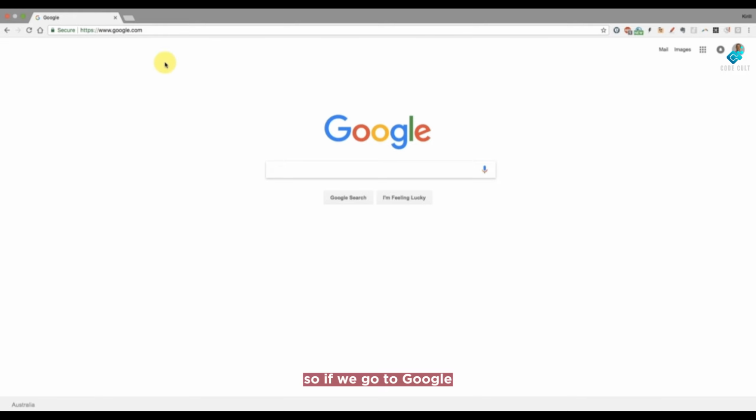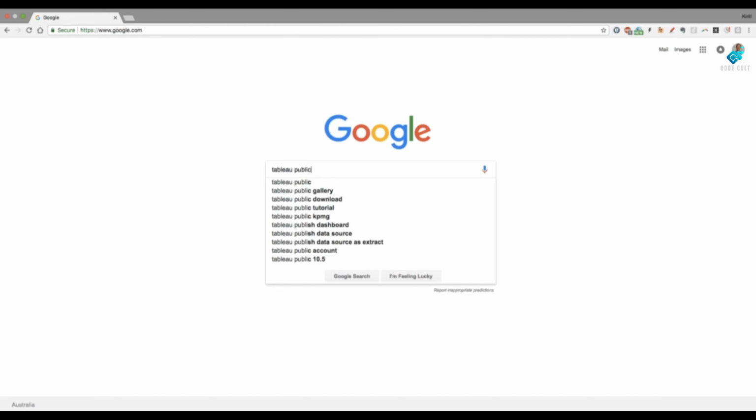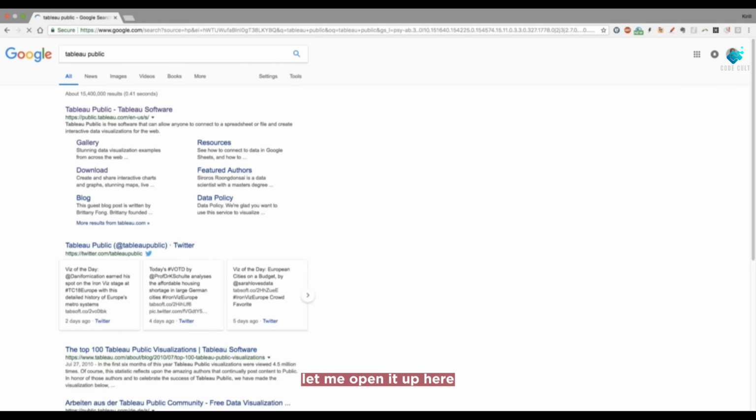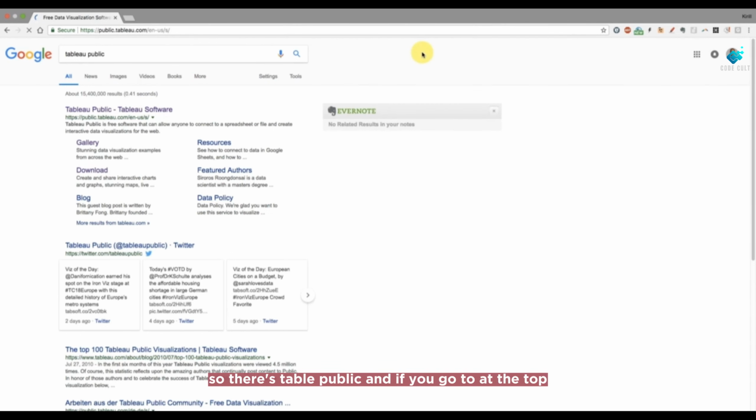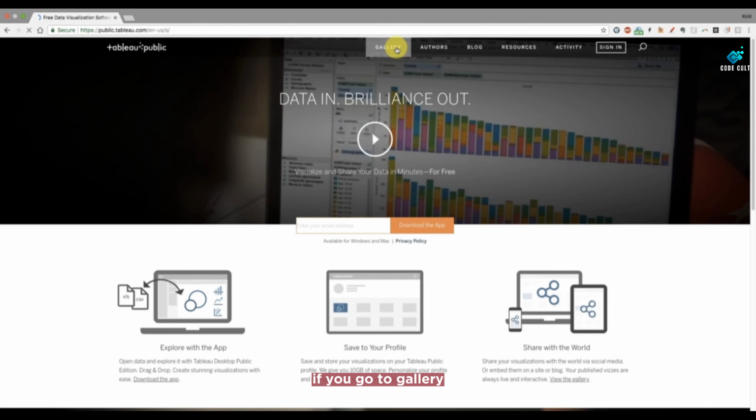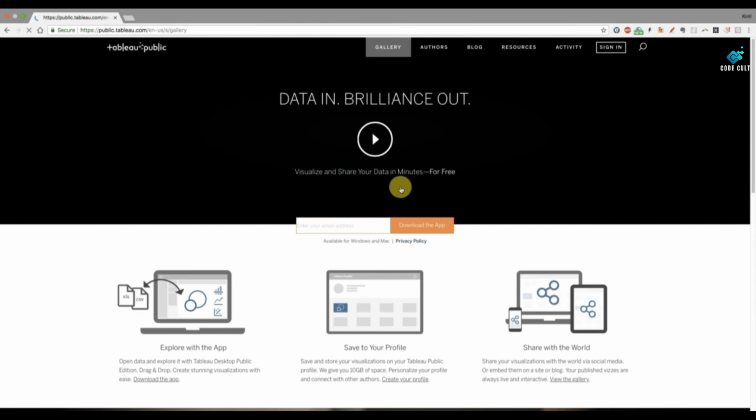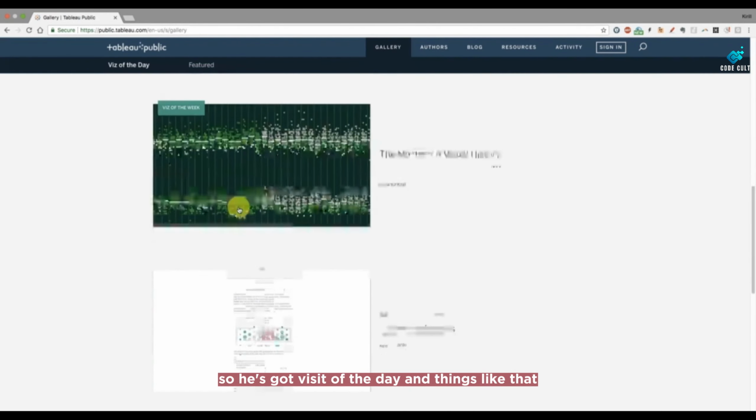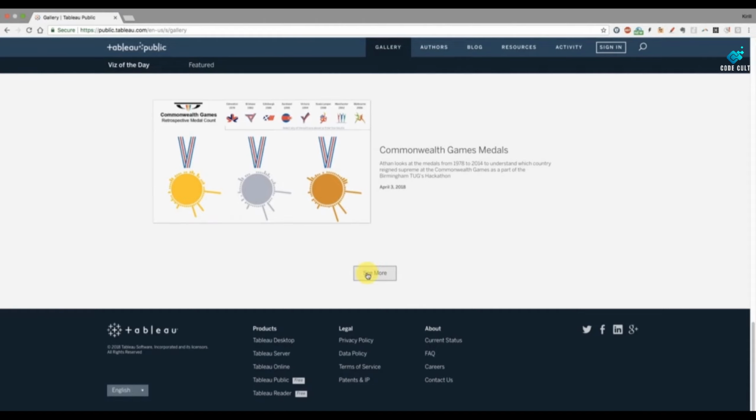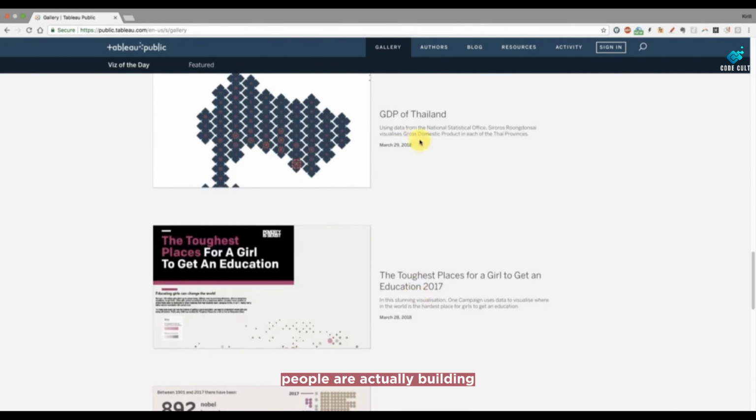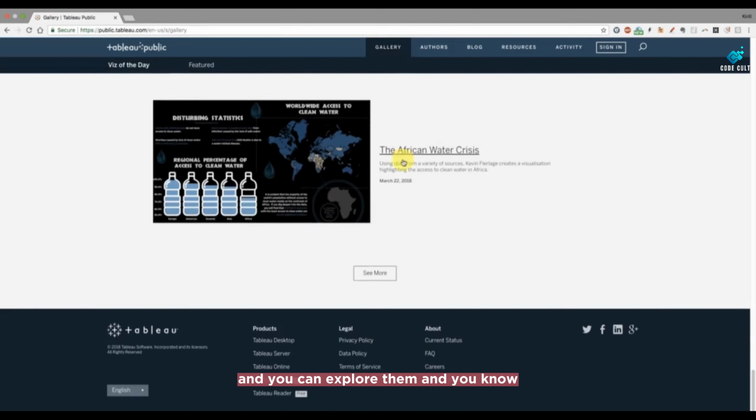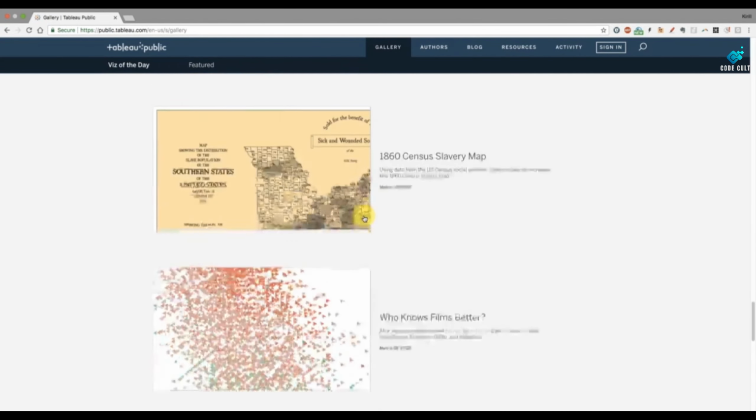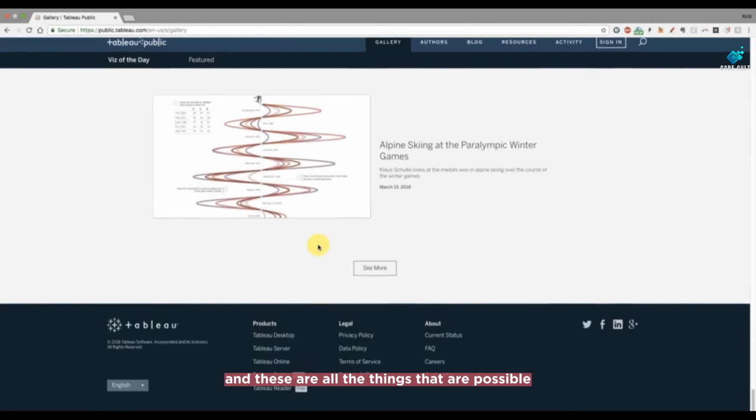So if we go to Google and we go to Tableau Public, let me open it up here. So there's Tableau Public, and at the top, if you go to Gallery, you'll see everybody else's visualizations, the popular ones. So there's Viz of the Day and things like that. There are lots of visualizations that people are actually building, and you can explore them, comment on them and see what other people are doing. And these are all the things that are possible in Tableau.